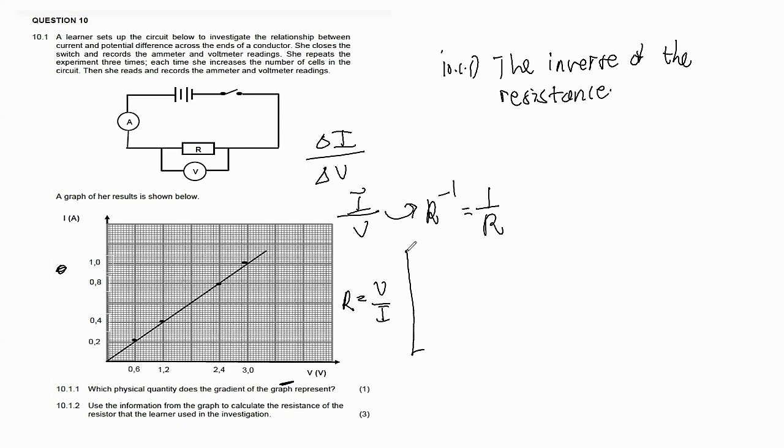But if you had, let's say, your current in amperes here and your potential difference here in volts, then the gradient would represent your resistance, right? So your gradient only represents the resistance if you have potential difference on the y-axis and your current on the x-axis. But if it is the other way around, you have your potential difference on the x-axis and your current on the y-axis, then you need to say it is representing the inverse of the resistance. So I hope that makes sense.